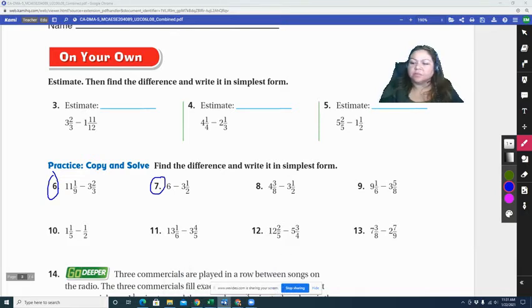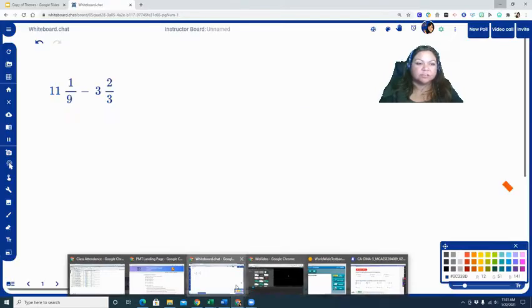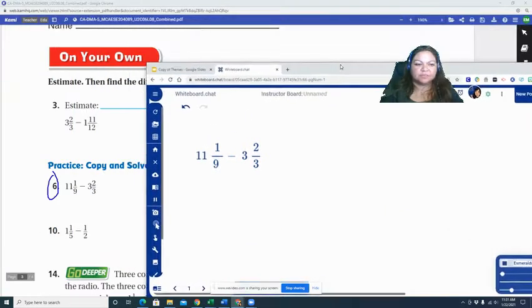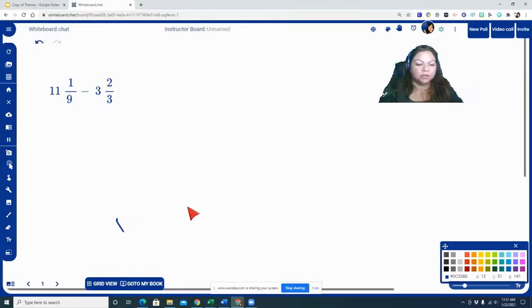Okay, I'm going to do this on my whiteboard just because I need more space. So number 6, I have number 6 here, 11 and 1/9 minus 3 and 2/3. You can follow along in your book, or you can write it in your notebooks so that you can have it as a reference, as an example.